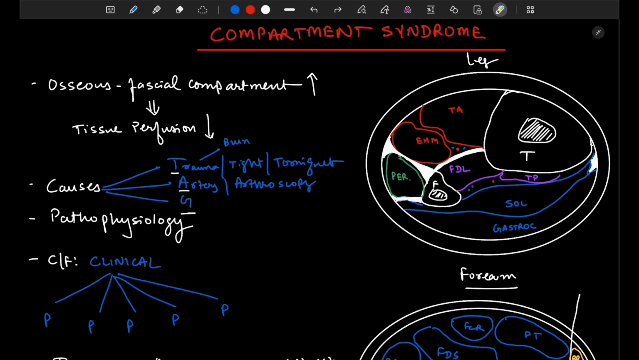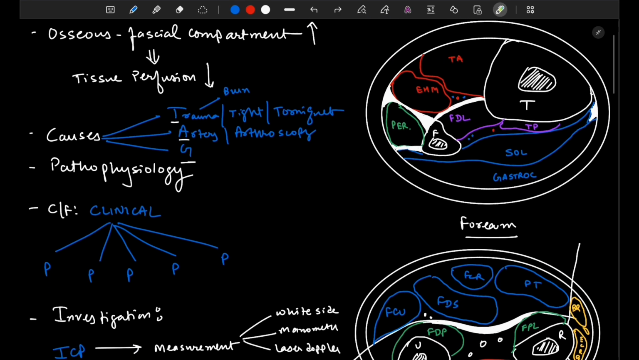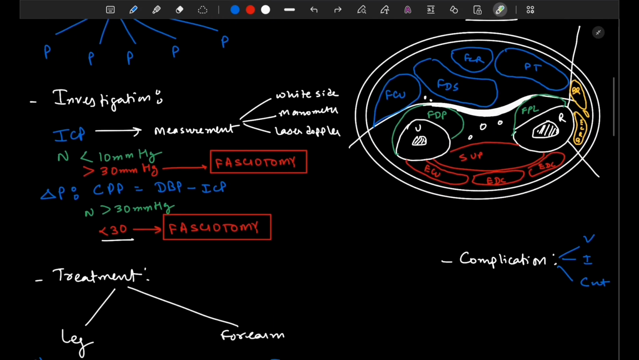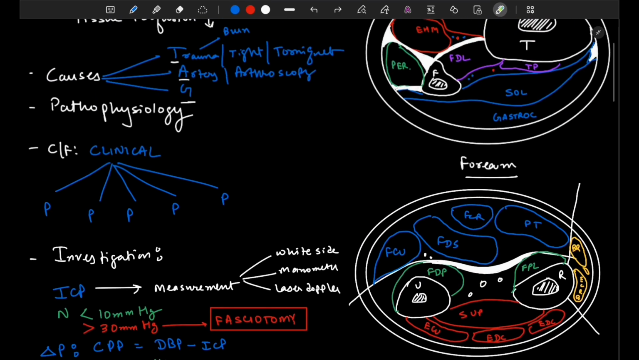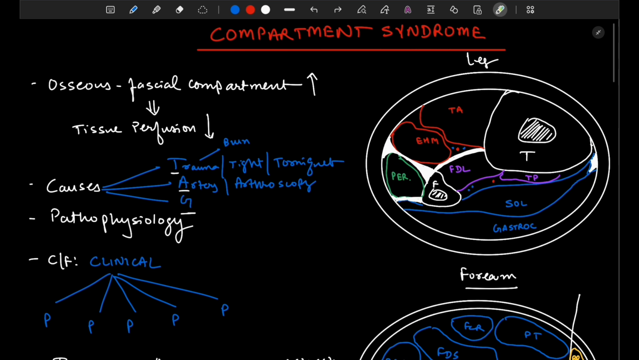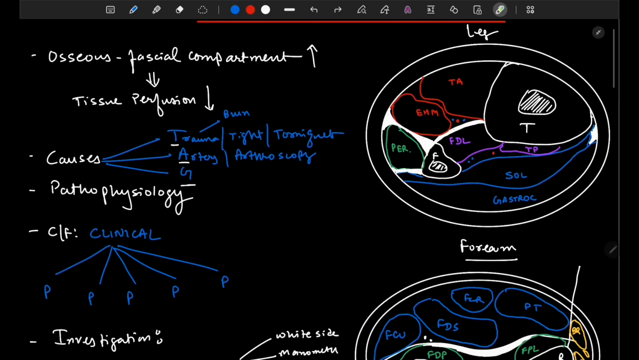Coming to our topic, today we will discuss compartment syndrome: the introduction, the causes, the pathophysiology, anatomy of the leg and the forearm, the clinical features, investigations, and treatment, along with the complications. So, coming to the introduction, the definition of compartment syndrome. This condition develops when the osseofascial compartment pressure increases. What happens next? This causes a decrease in tissue perfusion, causing neurological deficits, muscle necrosis, and other important complications.